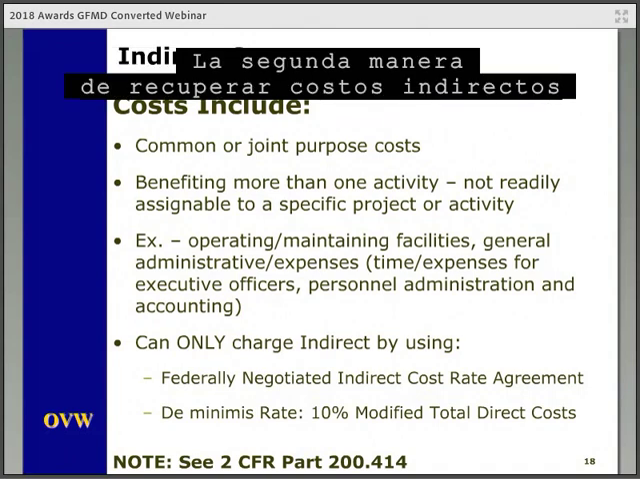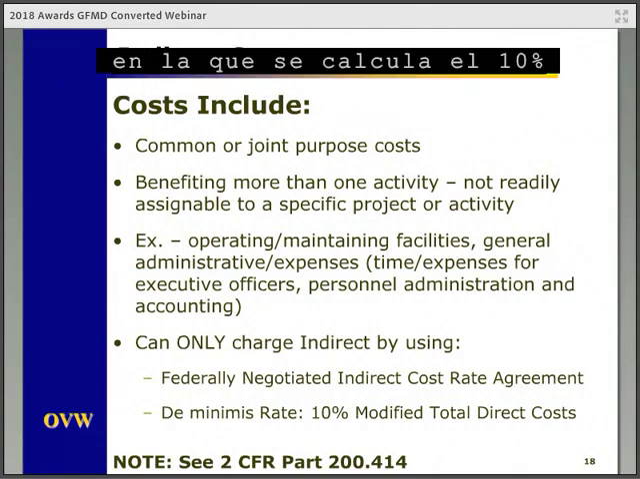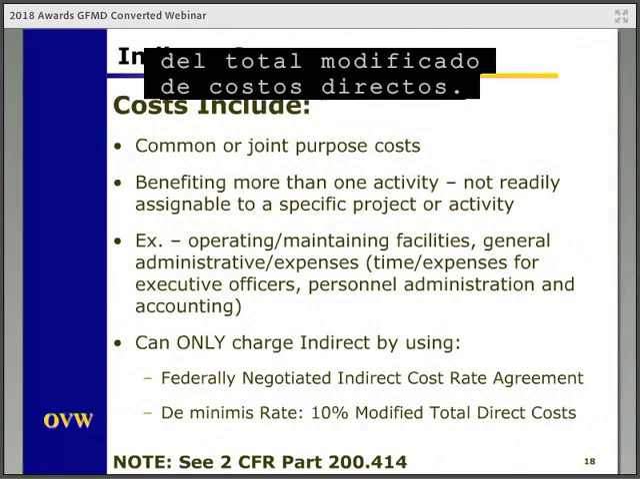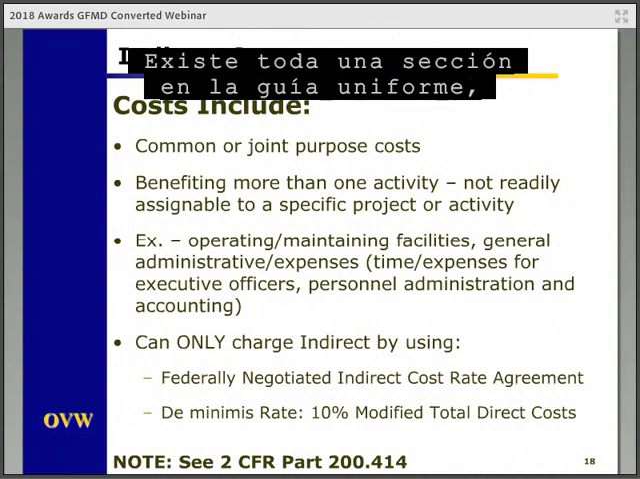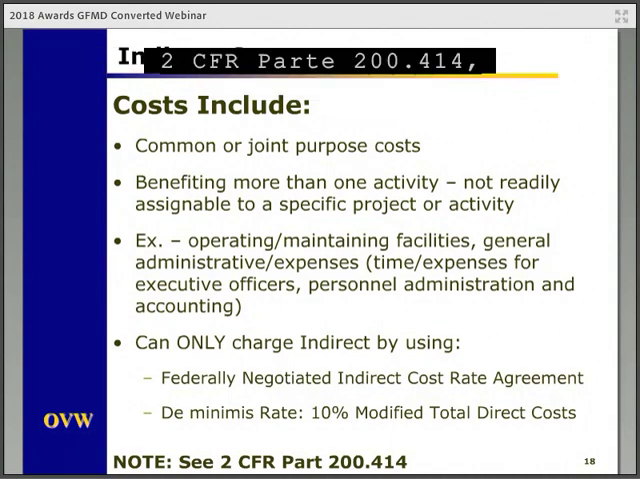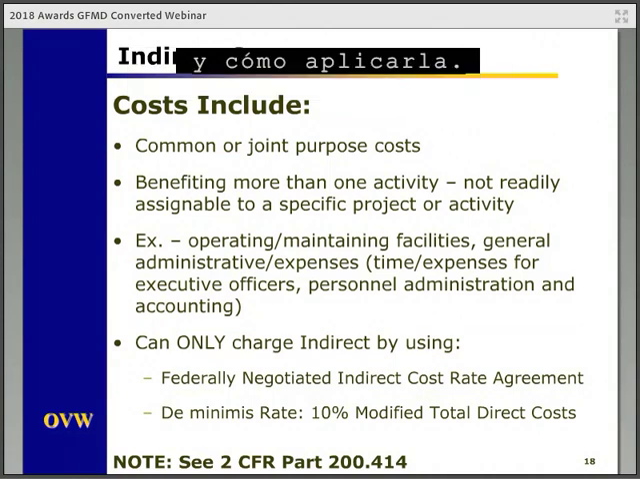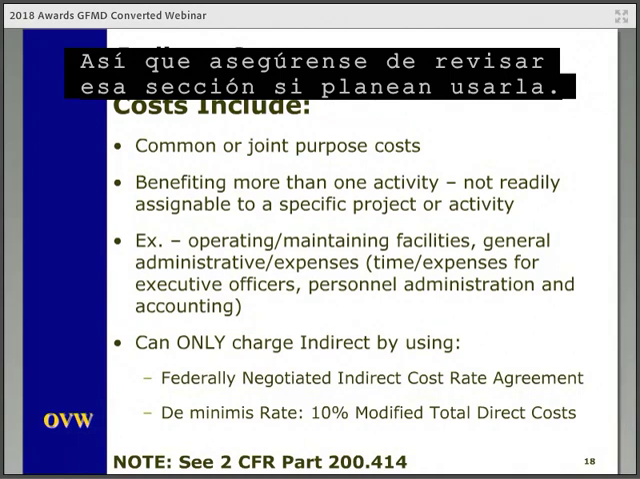The second way you can recover indirect costs is by using the de minimis rate, which is where you calculate 10% of modified total direct costs. There's an entire section in the Uniform Guidance referenced at the bottom of the slide in 2 CFR Part 200.414 that goes over who can use the de minimis rate and how to apply it. So make sure to take a look if you plan on using it.